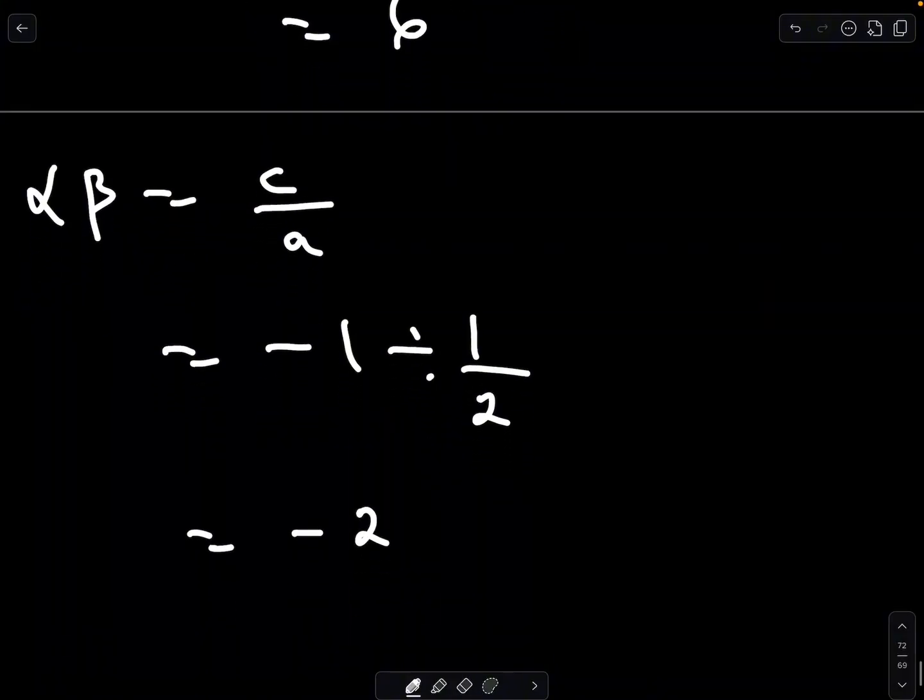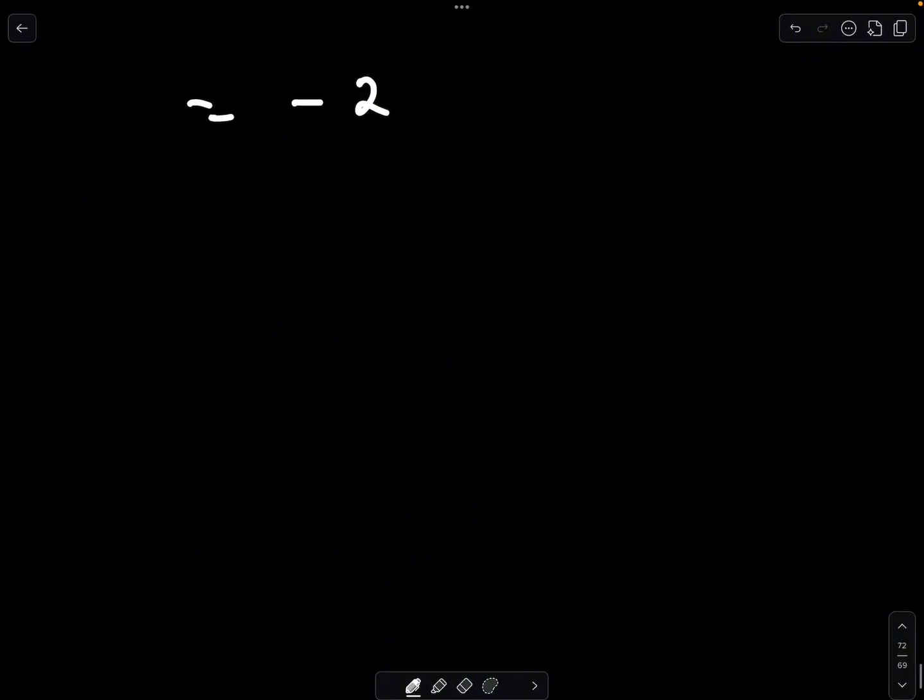Now, let's find a few identities for some relationships between the roots. For example, let's find an identity for alpha square plus beta square. And how do we do that? Let's start from the square of the sum of alpha and beta.